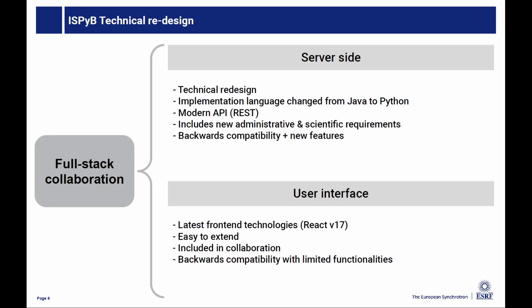And then we decided to include new administrative and scientific requirements. This includes, for instance, the new types of proposals that have to be handled by the system, which are the BioSAXS proposals. And we decided to have a backward compatibility with other existing tools connecting to ISPyB, which can be user portal, beamline control module, and also graphical interfaces. This makes the transition to the new server side easier, because we don't have to redevelop everything that goes with it.